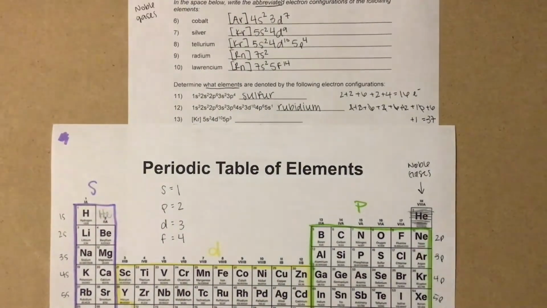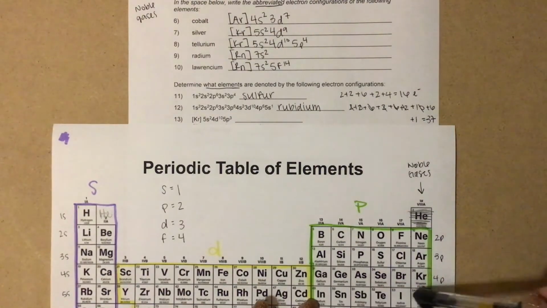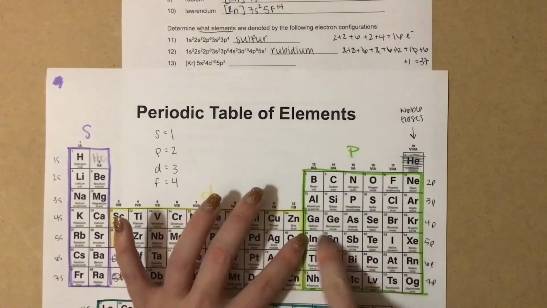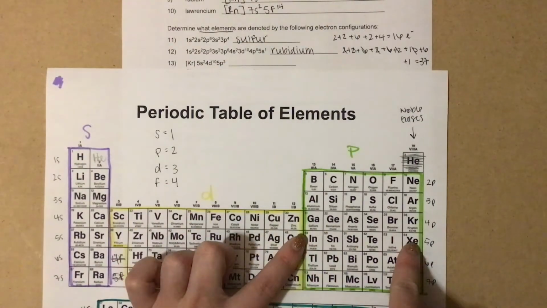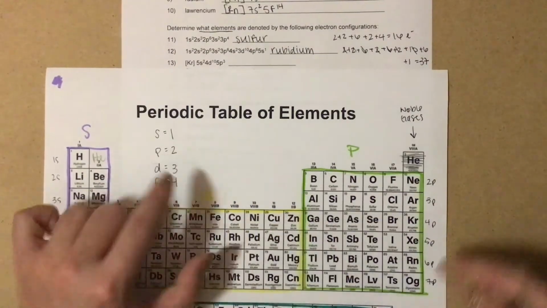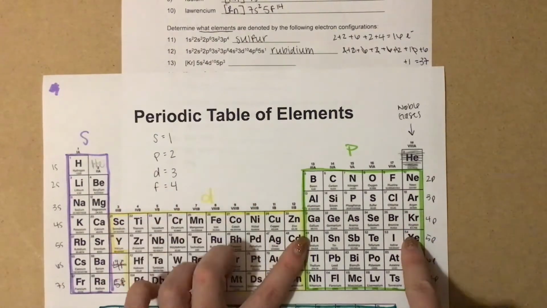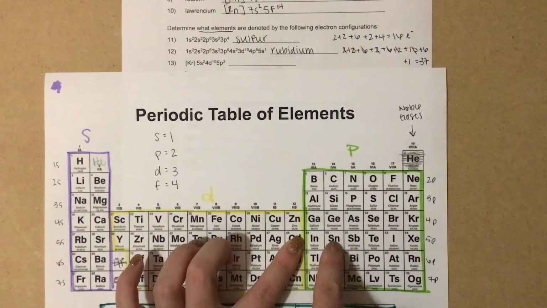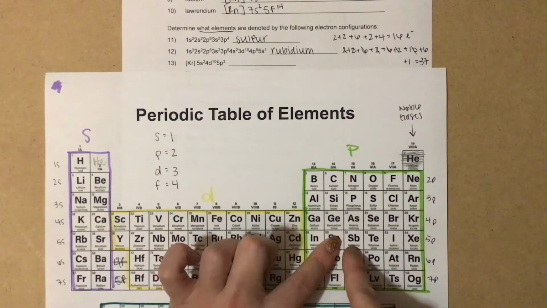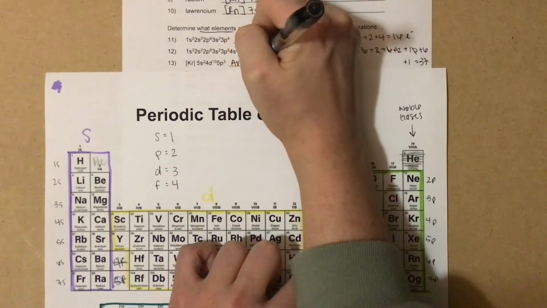So here is my 5p. Let me scoot this up a little. Here's my 5p energy level. We're in the p block, and remember p starts at 2, so this is 2p, 3p, 4p, and 5p. If I count 1, 2, 3, then I will get my element. So this is antimony. That's my answer for this one.